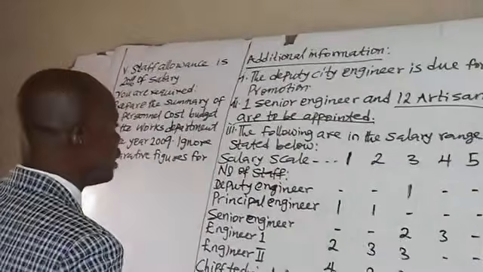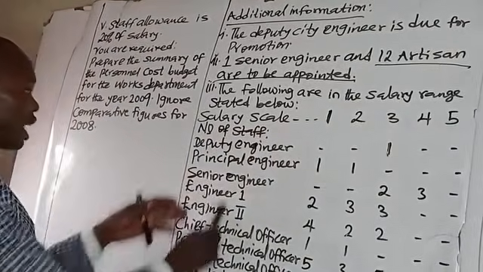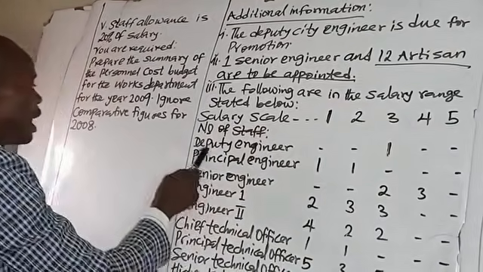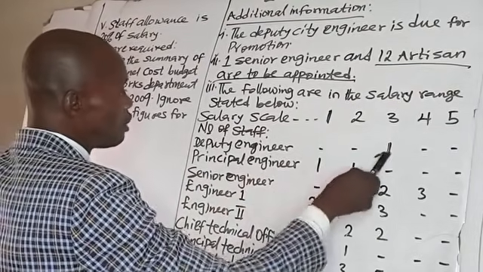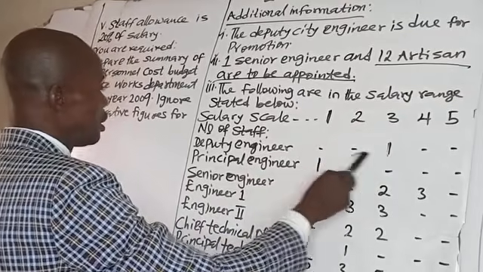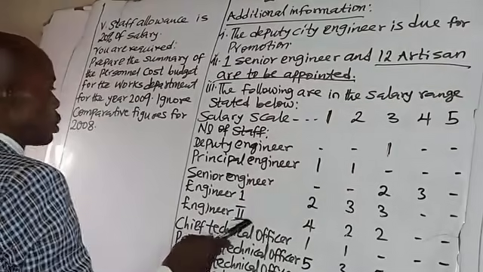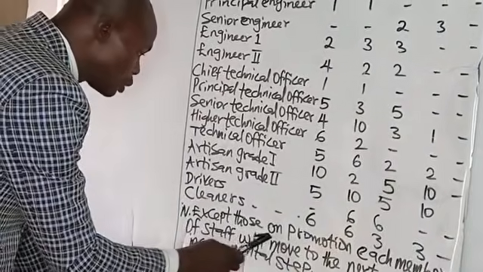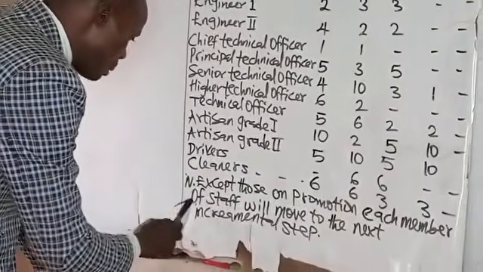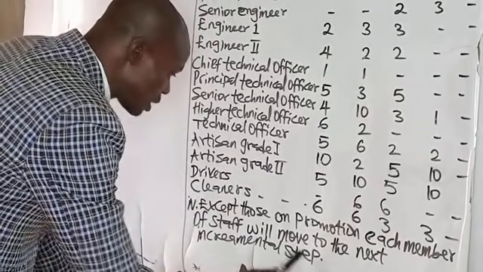Then note 3. The following are in the salary range stated below. These are their salary range. So meaning that the deputy engineer you were having before was in step 3, and he had been promoted. So, then we also have note 4. Except those on promotion, each member of staff will move to the next incremental step.